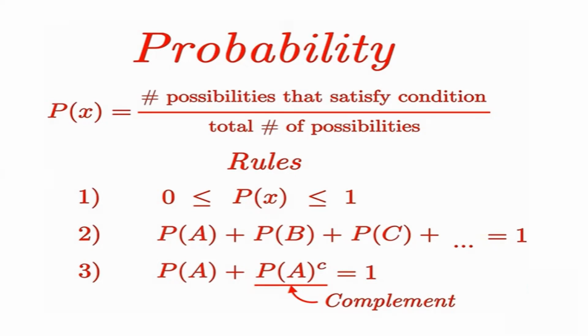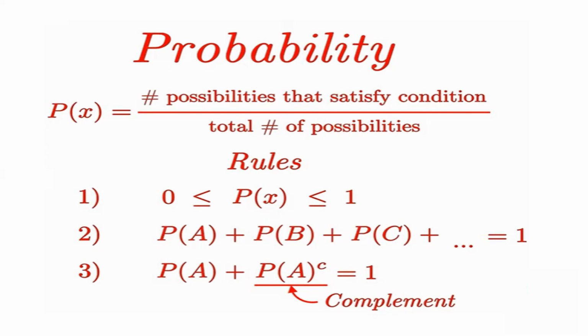Now, the definition in mathematical terms: P of x, probability of x happening, is the number of possibilities that satisfy the condition over the total number of possibilities. So if 10 different things are happening, A, B, C, D, etc., up to 10, then it is probability of A, probability of B, probability of C, probability of D, up to 10 numbers. The total of that will be equal to 1, because each of them will be within 0 and 1. And the sum of all of the probabilities has to be 1 or 100%.